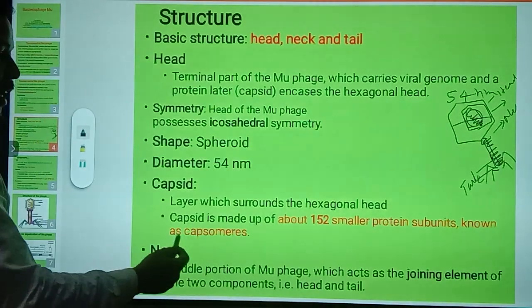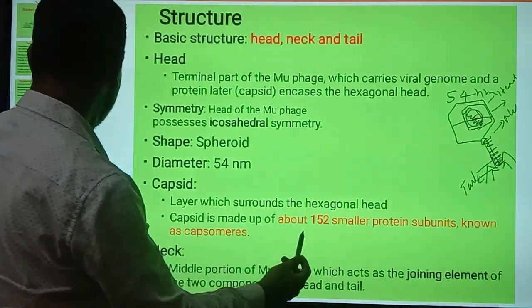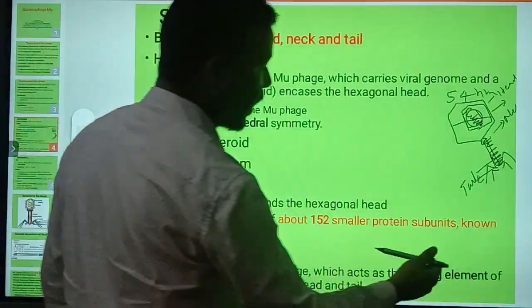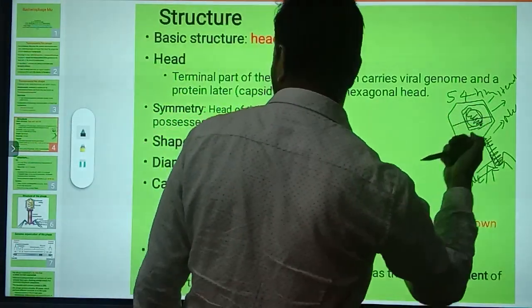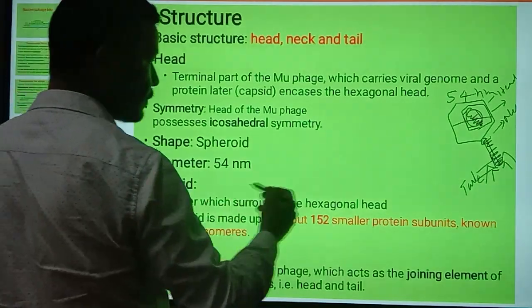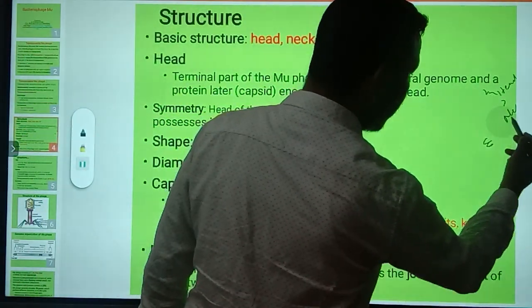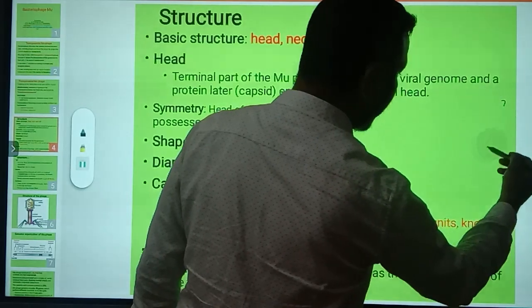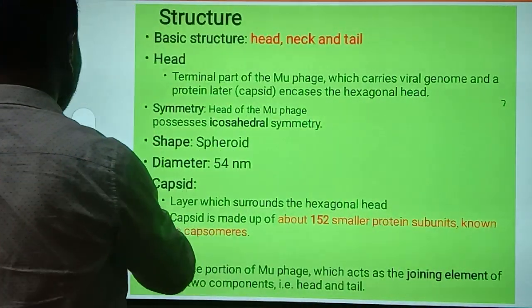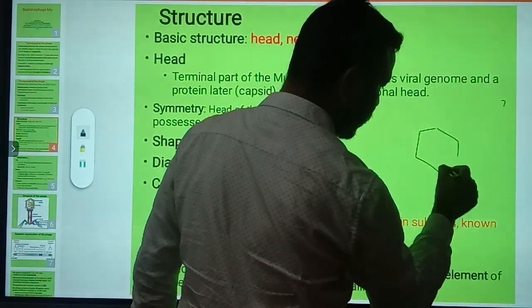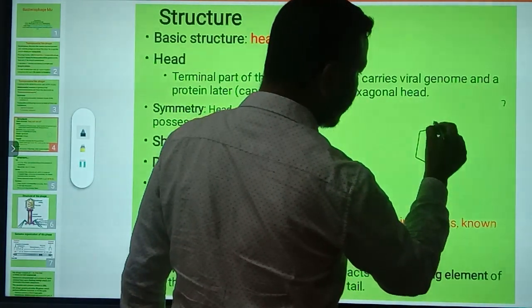Sorry, this is not the capsid. The capsid will be the outermost part. Suppose this is the icosahedral head, and this will be the capsid.